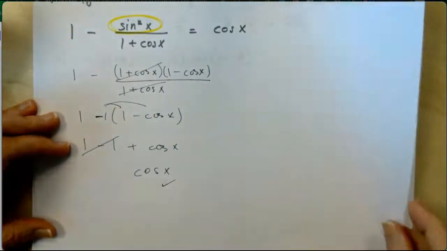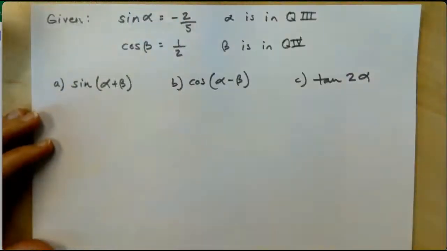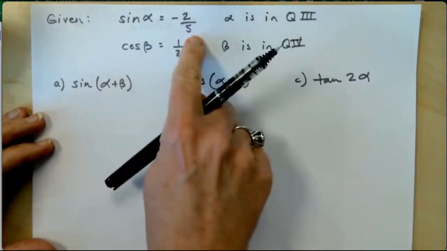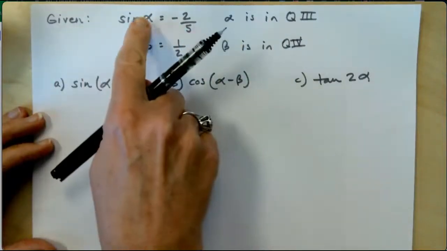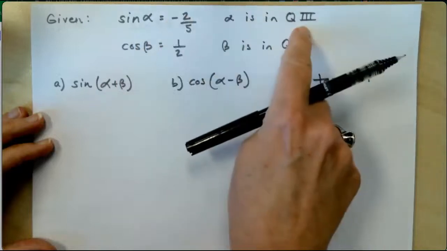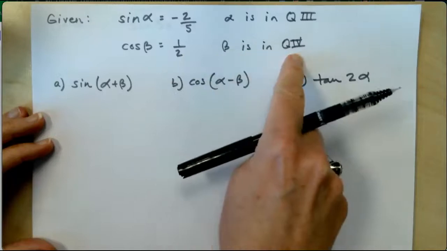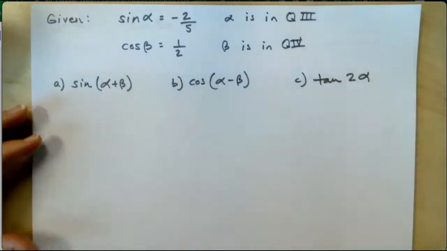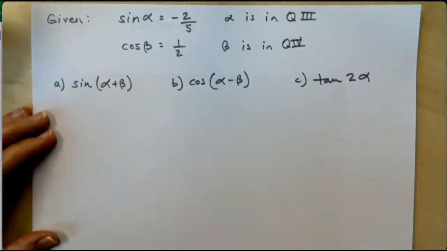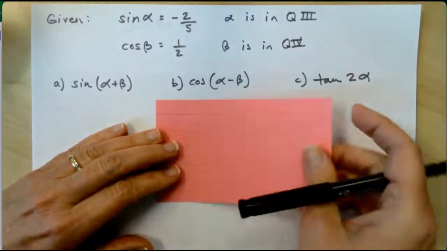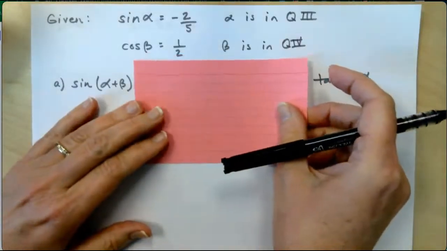So that's another verify. Next, we have some given information. We're given that the sine of theta is negative 2/5, and not theta but alpha, and alpha is in quadrant 3. We're also given that cosine of beta is 1/2, and that beta is in quadrant 4. So the first thing I'm going to do, and I think I'll just do this on a card to save room on the paper here, is let's draw these two diagrams.